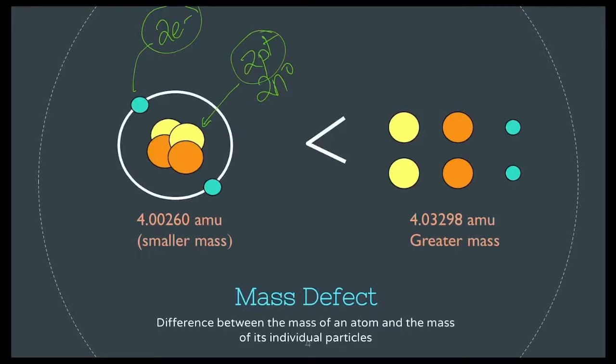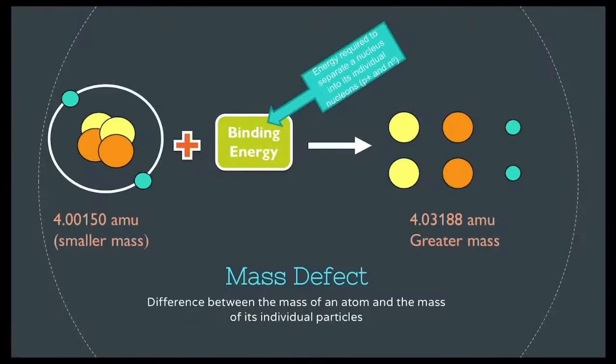The question that comes up for people then is why? Why is there a difference? Well, it has to do with something we call the binding energy. The binding energy is the energy that must be added to the nucleus in order to break it into separated protons and neutrons, into separated subatomic particles. And the difference in mass then is caused by the release or the absorption of that binding energy.